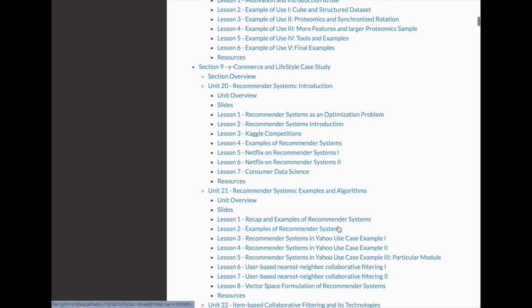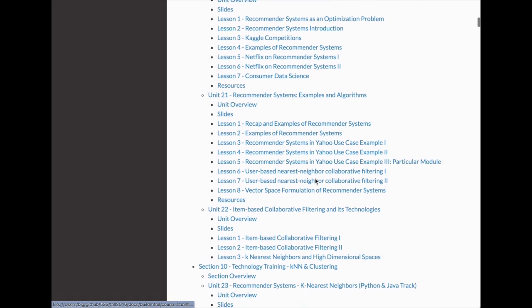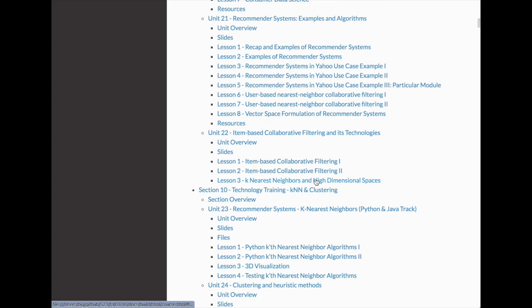E-commerce and lifestyle studies are naturally important. Everybody has heard about Netflix and how you recommend a movie, and what we are doing at Yahoo to recommend movies to you. How do we do user-based nearest neighbor collaborative filtering and those kinds of applications? We give you an introduction to them so that you understand how they fit in this big data topic.